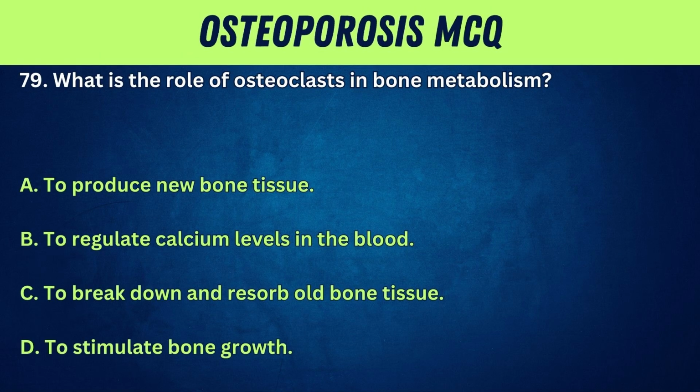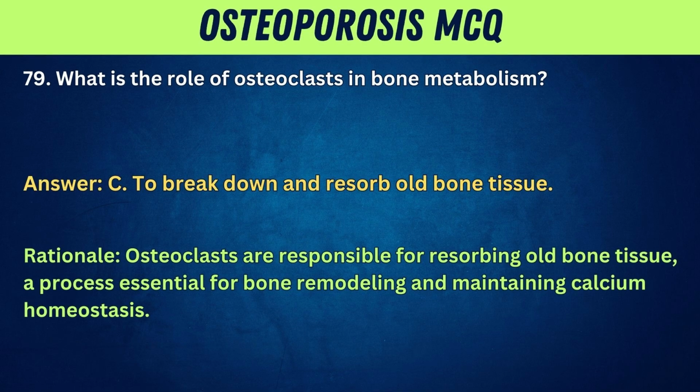79. What is the role of osteoclasts in bone metabolism? A. To produce new bone tissue. B. To regulate calcium levels in the blood. C. To break down and resorb old bone tissue. D. To stimulate bone growth. Answer. C. To break down and resorb old bone tissue. Rationale. Osteoclasts are responsible for resorbing old bone tissue, a process essential for bone remodeling and maintaining calcium homeostasis.